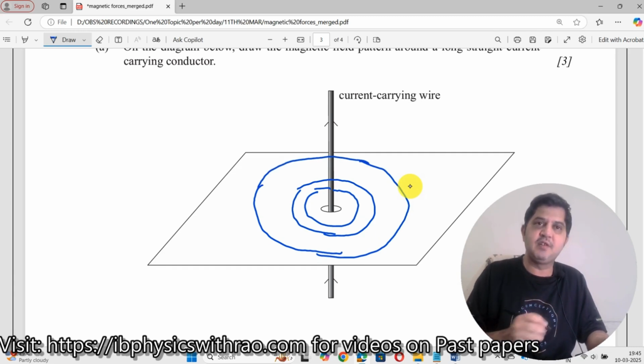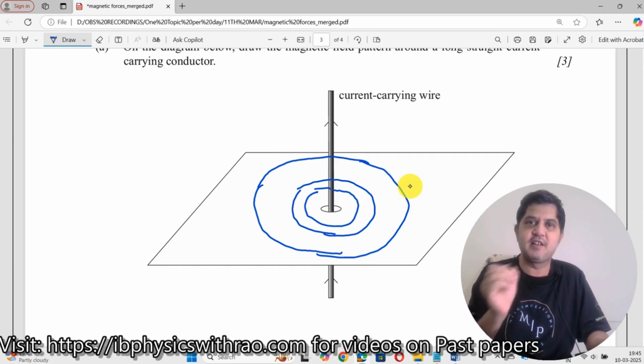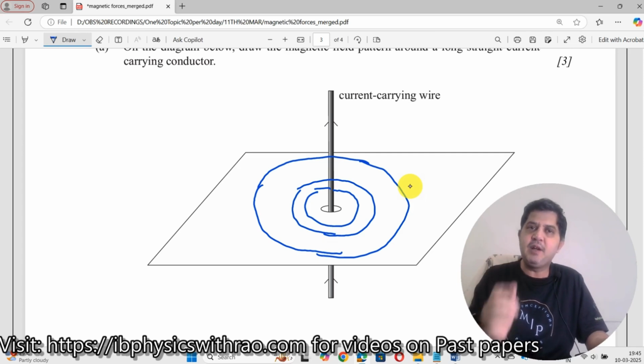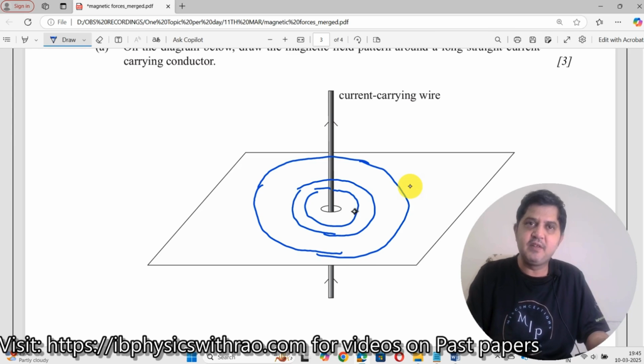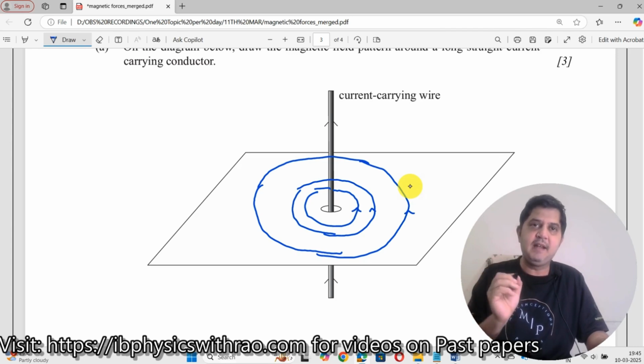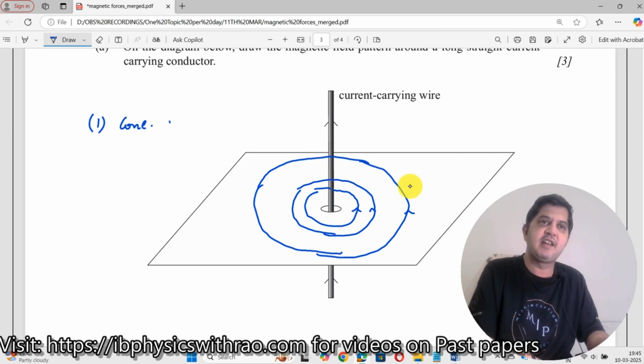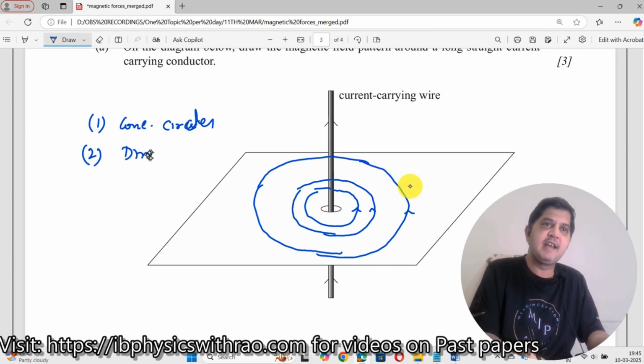Now, it's for 3 marks, but you will not get 3 marks for just 3 circles. The first thing you have to specify is the direction of the field lines. If you specify it in the wrong direction, you won't get the mark. Secondly, these are all concentric circles. Some students write one circle here, another circle there, and so on. That is incorrect. So the first mark goes for concentric circles, and the second goes for the proper direction.